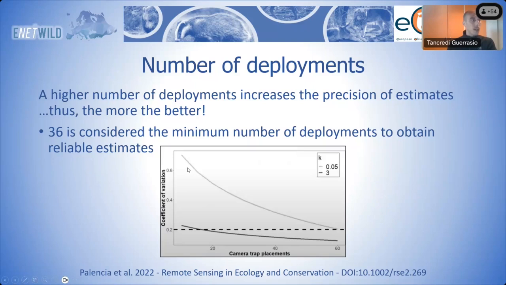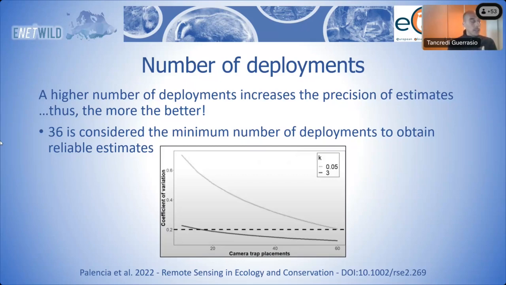So here you see how this precision changes for two different populations, where K is a value that explains how grouped, so how clustered, the population is. So the lower K is, the more clustered the population is. So the lighter line describes how the precision changes for a very clustered population, so that they have a group spatial behavior, while the darker one explains how the precision changes for a not very grouped population.